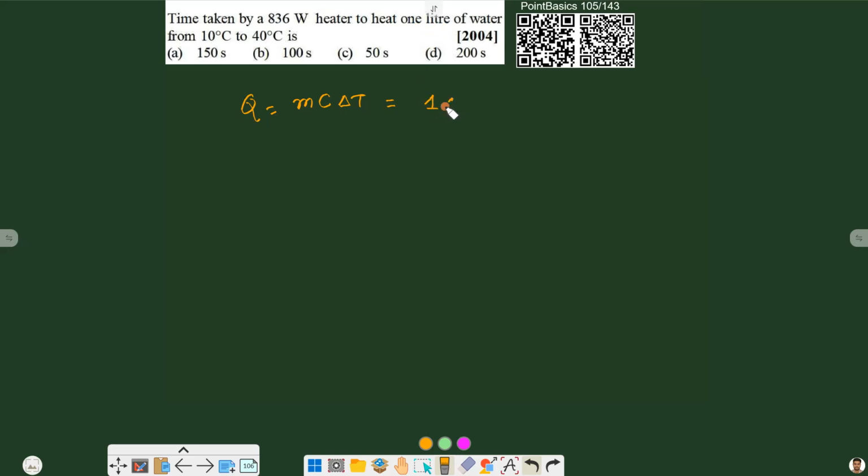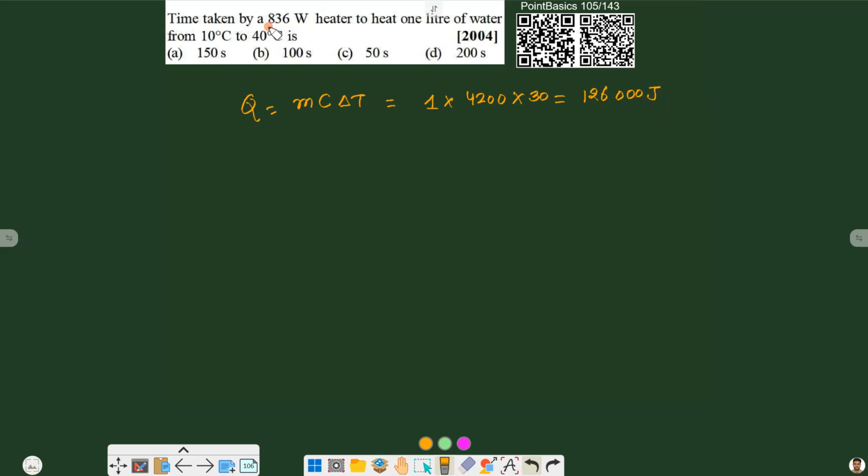So 1 into the specific heat of water, which is 4200 joules per kg, and into the change in temperature, that is 40 minus 10, that is 30. So the total heat required will be 126,000 joules. So this is the amount of heat required.